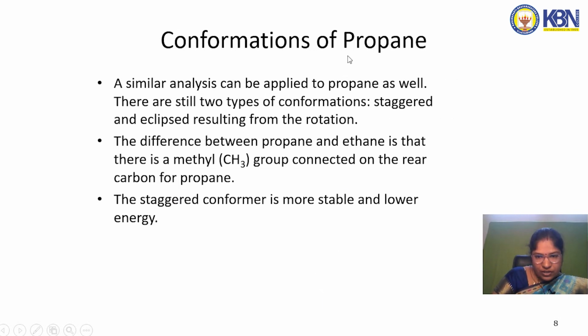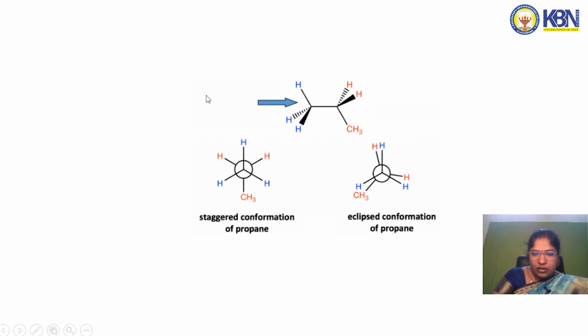Next, conformations of simple propane. A similar analysis can be applied to propane as well as ethane. Here also propane exists as two conformations, the staggered conformation and the eclipsed conformation. Compared to the eclipsed conformation, the staggered conformation is more stable. The difference between propane and ethane is that there is a methyl group connected to the rear carbon of propane. The staggered conformation is more stable and has less energy. This is the conformational representation of the staggered form and this is the conformational representation of the eclipsed form of simple propane.